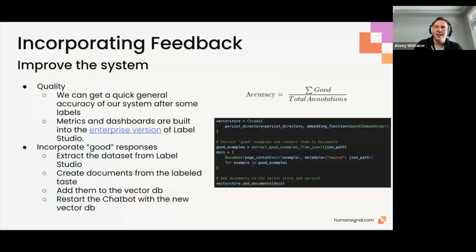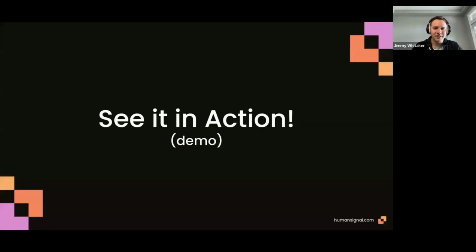So we talked about this loosely ahead of my slides, I think, that we can do some qualitative evaluation. There are also some really cool things in the enterprise version of Label Studio, which are some metrics and dashboards that are built right in. So you can essentially see everything in the same place. But there are plenty of things that we can do. We can incorporate these good responses, and we talked about how to do this by creating documents from these labeled data sets, or these labeled tasks, and then incorporating those into the chatbot. So with that, I'll pause and we can pivot over to seeing it in action.